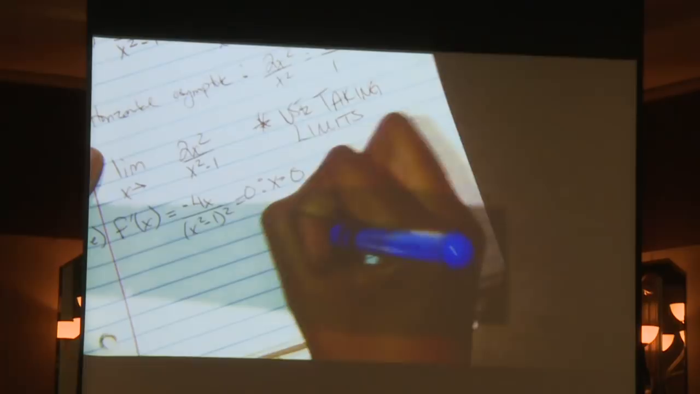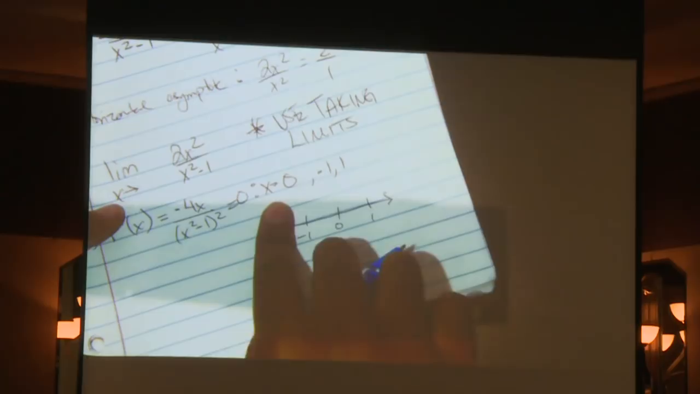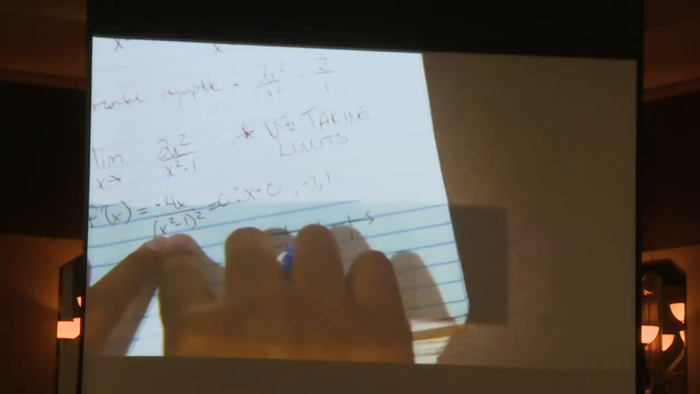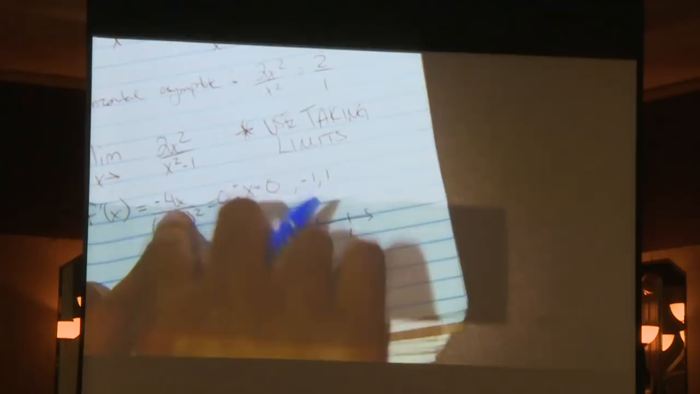I put one of my lines to look like this, and 1. So if I'm testing out, I'm just going to test out 2 over here. It's going to give me positive on the bottom, negative on the top. Oh, I'm sorry, negative 2. It's going to give me a positive on the top. It's always going to be positive on the bottom.